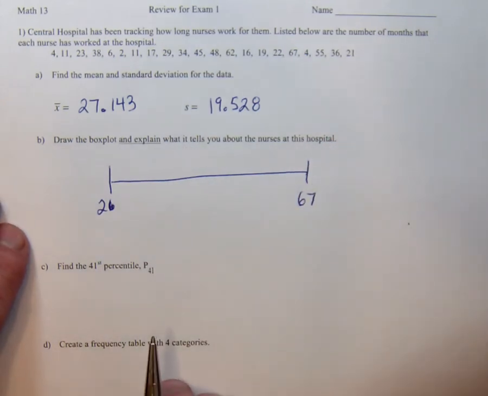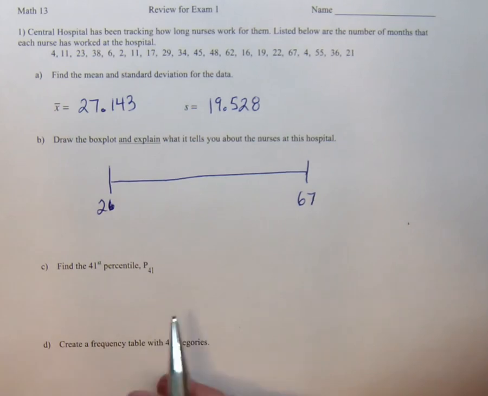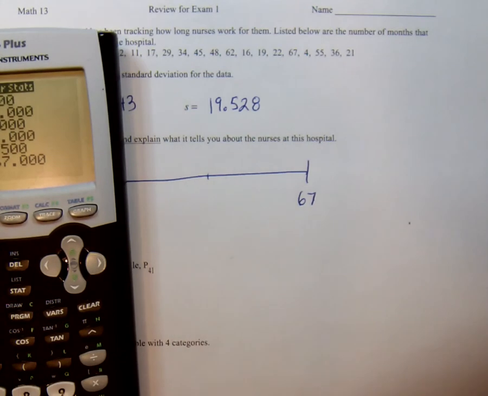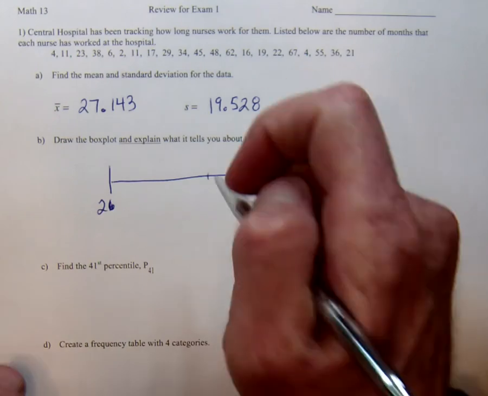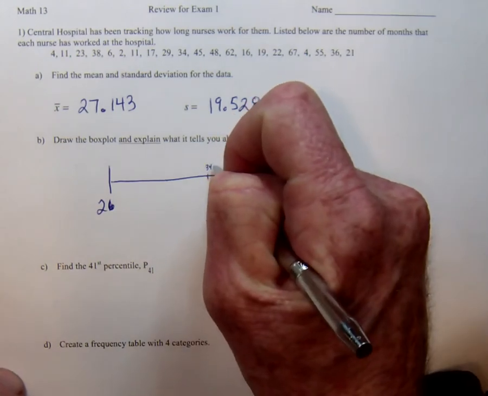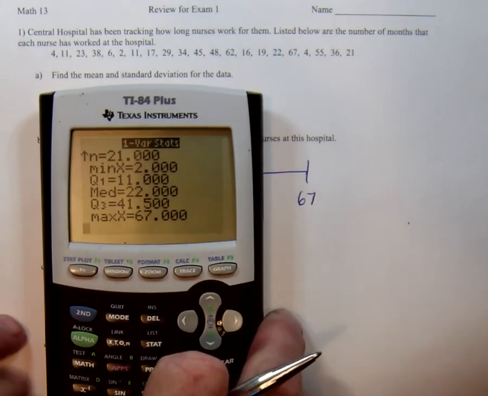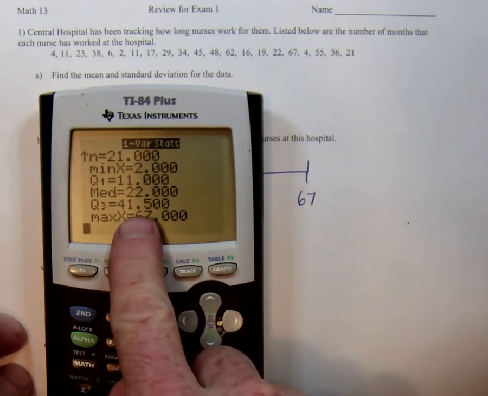And then what I like to do is just put a little mark in the middle. If you add 2 and 67 together, that would be 69. Cut it in half, that would be 34 and a half. So I just really lightly, 34.5 goes right here. So that gives me somewhere to then put these other points.